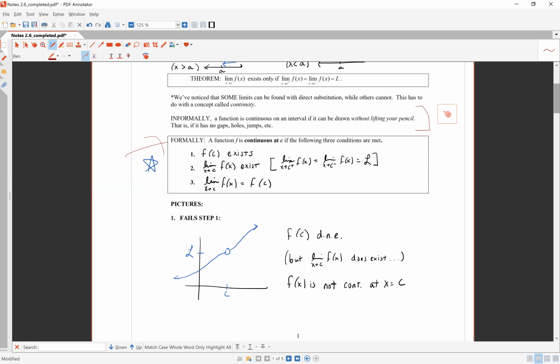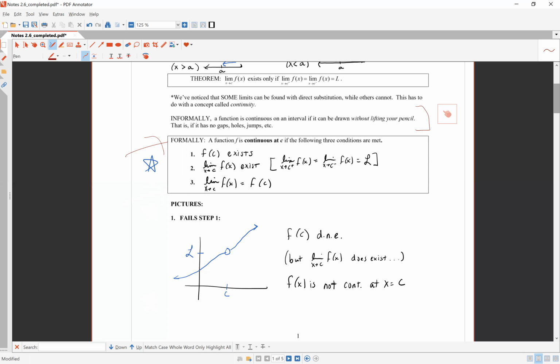So a function is continuous at C if f of C exists, and the limit as x goes to C of f of x exists, meaning the limit from the right and the limit from the left are identical. And then, most importantly, that limit L happens to be f of C. So f of C exists, and the limit as x goes to C exists and is equal to f of C itself. Okay, so let's look at some really great examples.